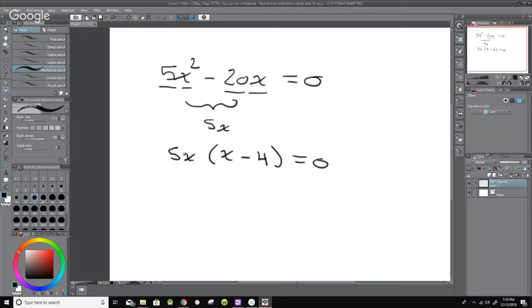And we can backtrack and check ourselves. 5x times x is 5x squared. 5x times negative 4 would be the same thing as negative 4 times 5 times x, so that's negative 20 times x, so that works.